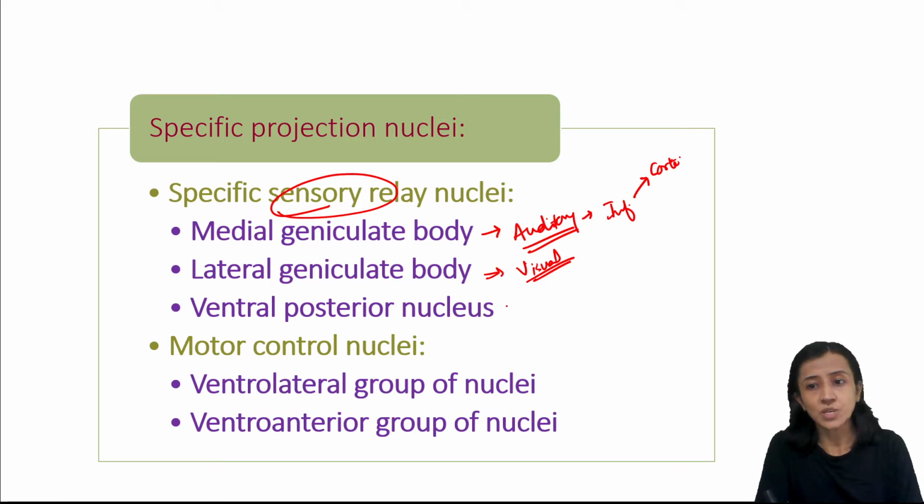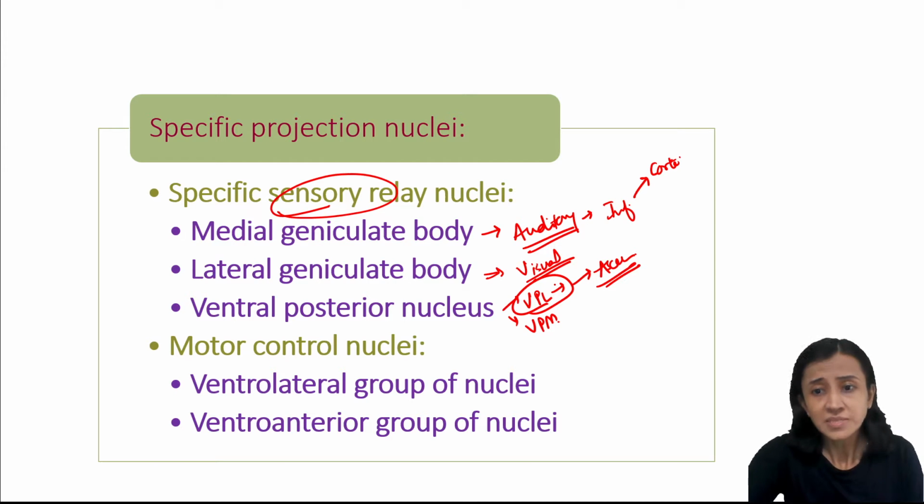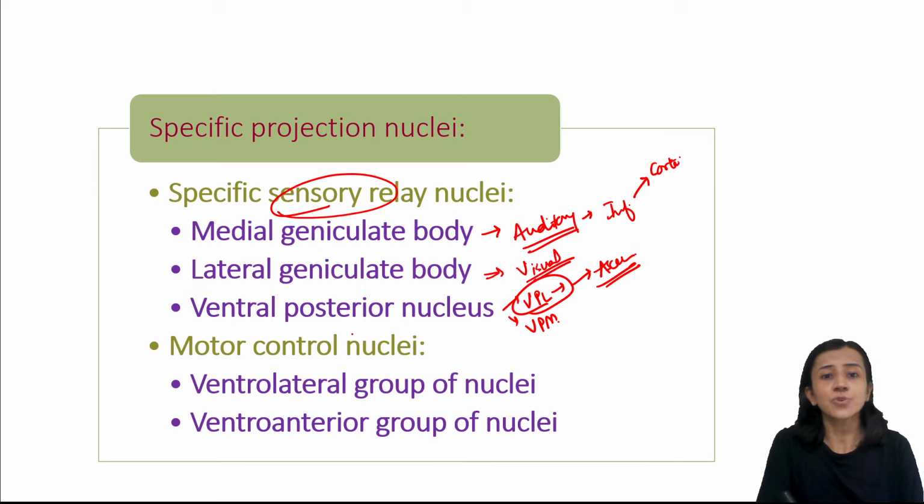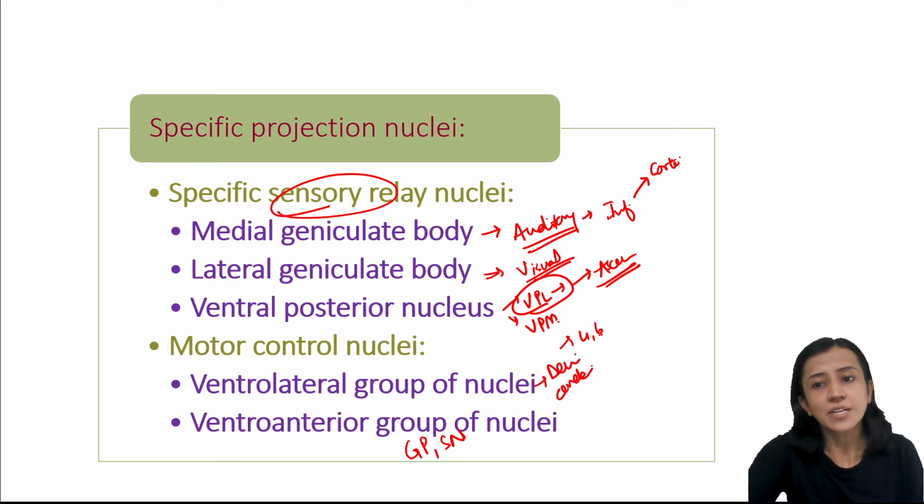Then the ventral posterior nucleus is further divided into ventral posterolateral and ventral posteromedial. All the ascending tracts we have discussed relay in the ventral posterolateral nucleus. Then the motor control nuclei are the ventroanterior and ventrolateral nuclei. The ventroanterior receives fibers from the globus pallidus and substantia nigra, and then gives them to the premotor area. The ventrolateral receives fibers from the dentate nucleus, the dentatothalamic fibers, and cerebellum, and efferent fibers are given to areas number 4 and 6. So those are the motor control nuclei.